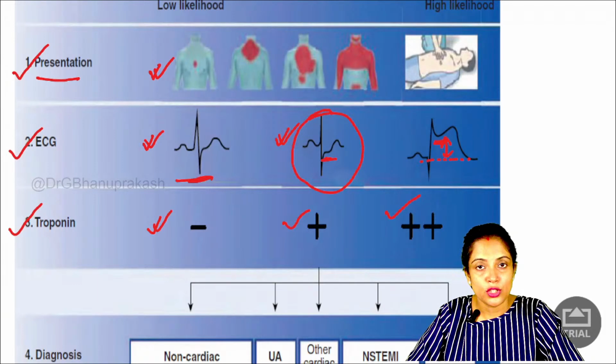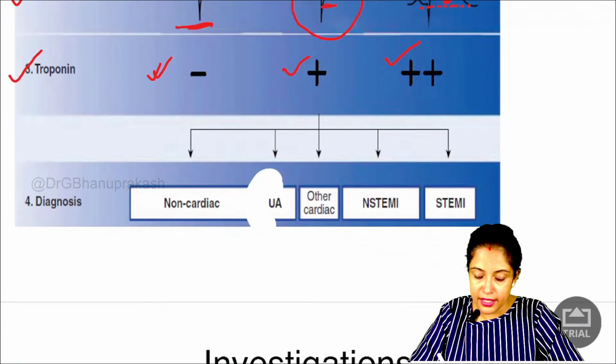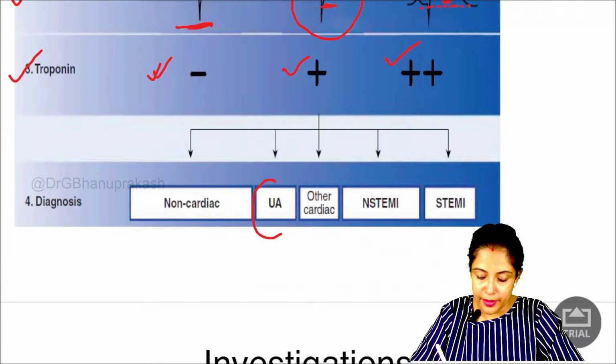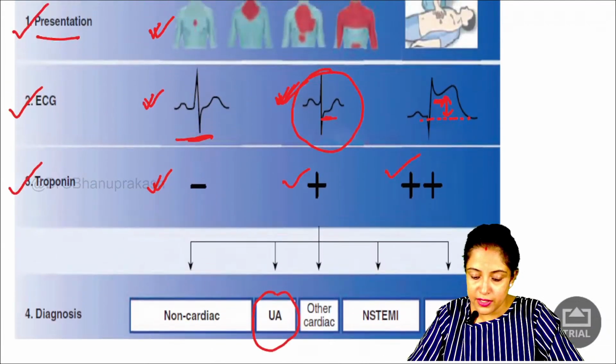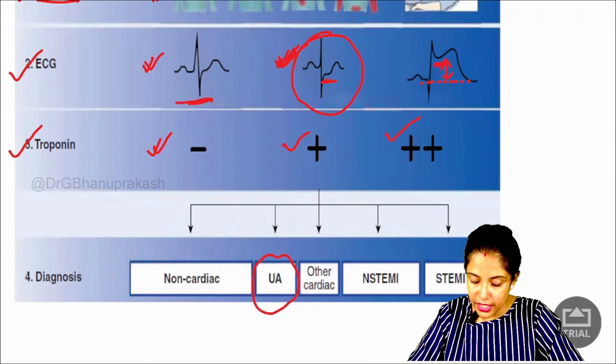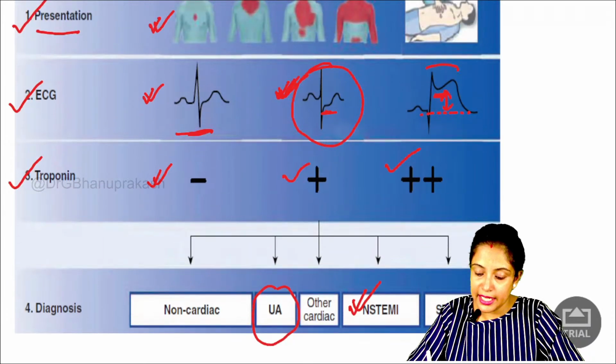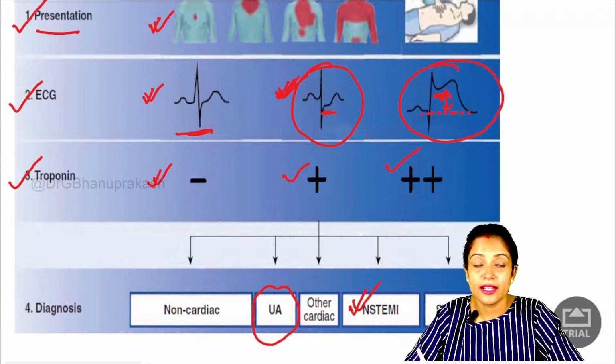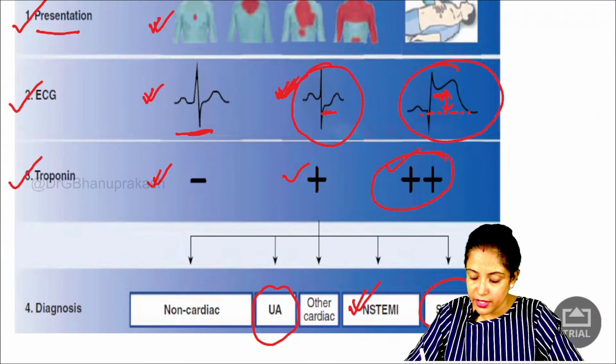If the patient has typical chest pain and ECG changes, but there is no cardiac enzymes elevation, then it will be a case of unstable angina. But if there is ST depression in the ECG and cardiac enzyme is positive, then it will be NSTEMI. And if there is ST elevation like this and cardiac troponin is elevated to a much higher level, then it is a case of STEMI.